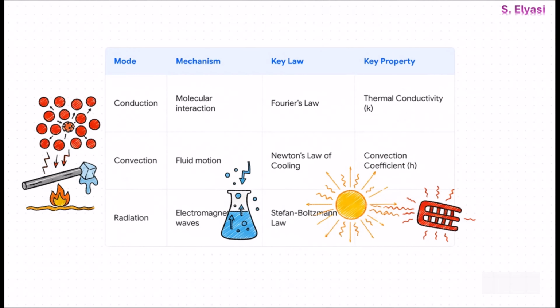So let's do a super quick recap. You've got conduction, which is heat transfer through molecular touch. You've got convection, which is heat carried by a moving fluid. And you've got radiation, which is heat traveling as electromagnetic waves. 3 totally distinct ways for one fundamental process to happen.